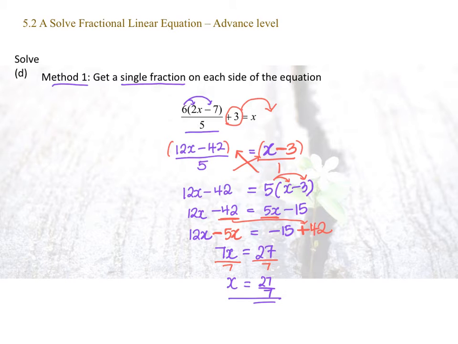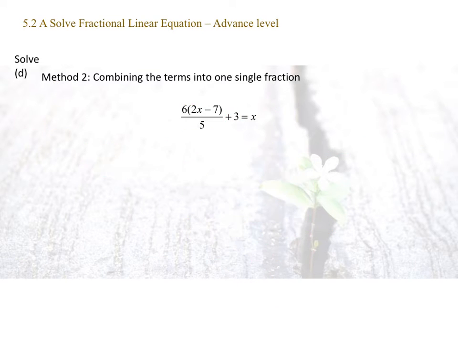Let us do a quick recall of the steps that we have done. So number 1, we try to get a single fraction on the left hand side, and we also try to get a single fraction on the right hand side by shifting plus 3 over to become minus 3. Let's try the next method.